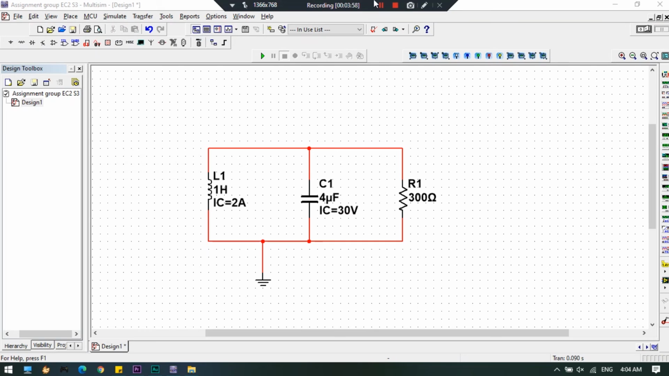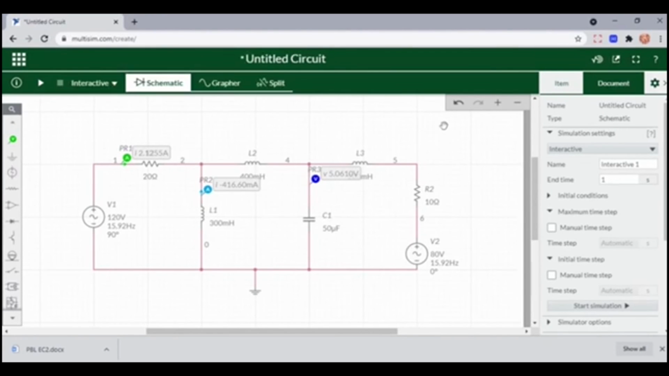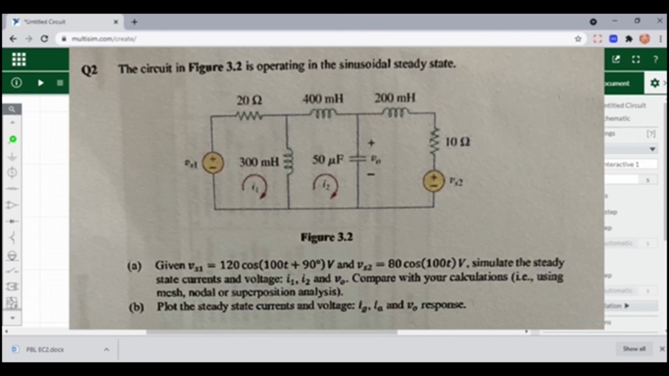Assalamualaikum and hi. My name is Nur Hamiza bint Rasman. My matric number is CE200119. I will explain question 2. The circuit in question 2 is operating in the sinusoidal steady state. We are given Vs1 equal to 120 cos(100t plus 90 degree) volt and Vs2 equal to 80 cos(100t) volt. Then we need to simulate the steady state current and voltage, which are I1, I2, and V out.